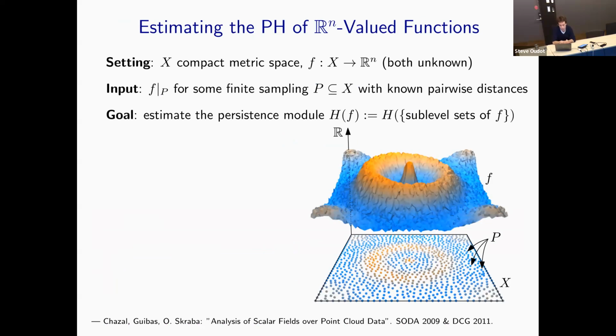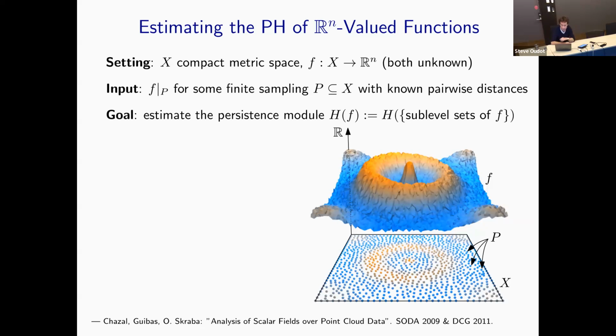What we do have access to is a finite sampling of X. So I'm not making any statistical assumption for now. I'm taking a viewpoint of geometric approximation, where I'm going to take a finite subset of my space and make some deterministic assumptions on it. Then I will say that under these assumptions, I can say this and that on my approximation, and then we'll derive some statistical results from that.